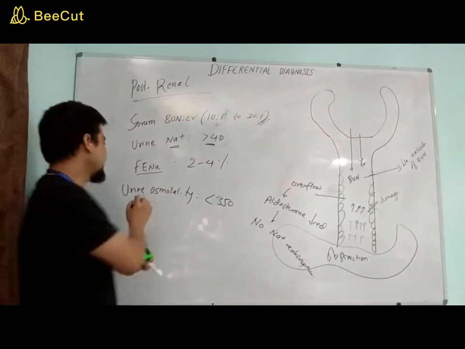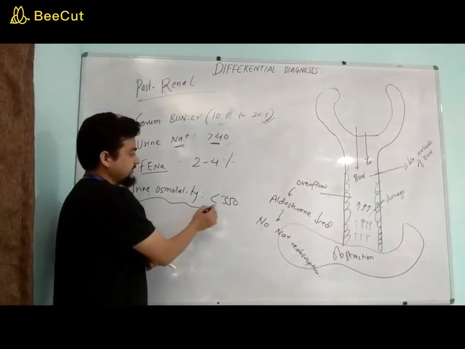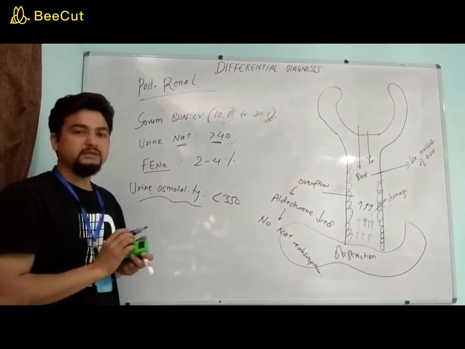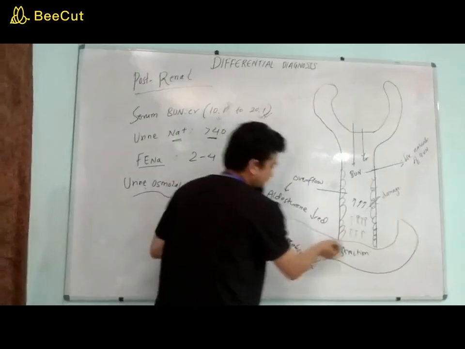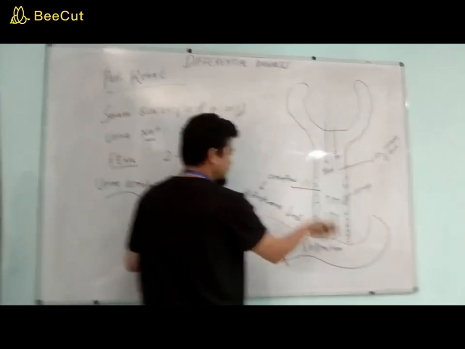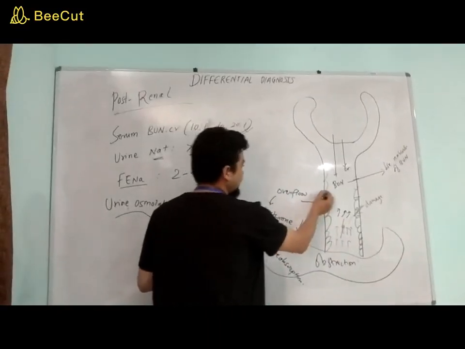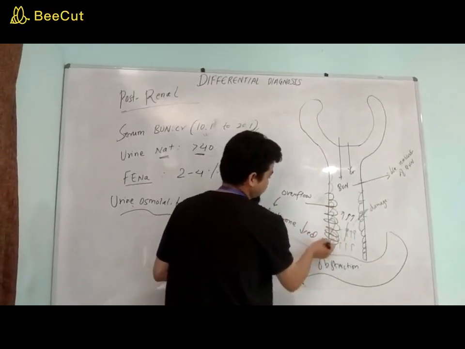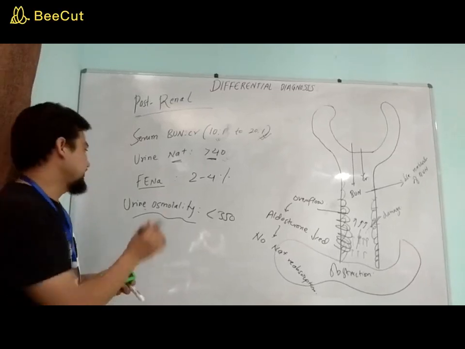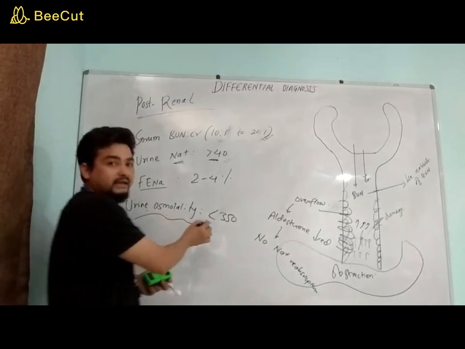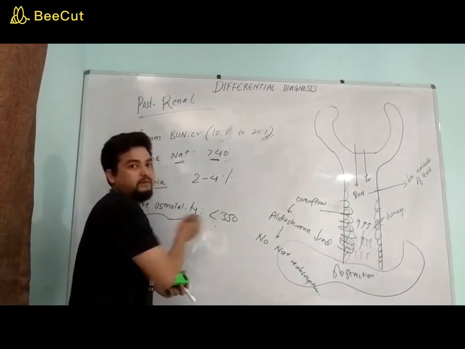Now finally, urine osmolality is less than 350. How does it happen? Because of the continuous backflow, it acts like a dam. Because of the continuous backflow of fluid, the tubular cells get destroyed. So ultimately the concentrating ability of the kidney is lost and the urine osmolality is less than 350.